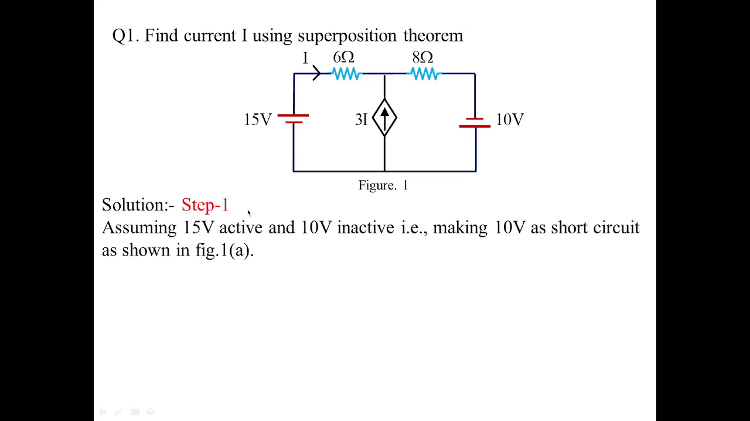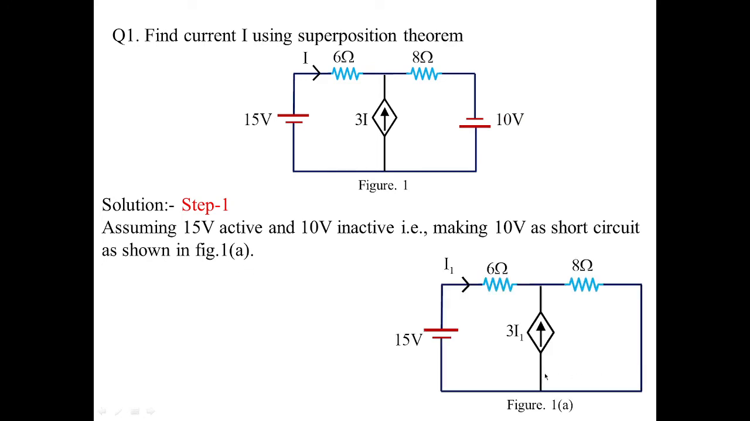Step 1. Assuming 15 volts active and 10 volts inactive, that is, we make the 10 volts a short circuit as shown in figure 1a. Here you can see we have removed the 10 volts, and we have the currents I1 and 3I1. These two currents depend upon the 15 volts, and we need to find the value of current I1. So we assume a node voltage V, and we apply KCL to find the solution for I1.